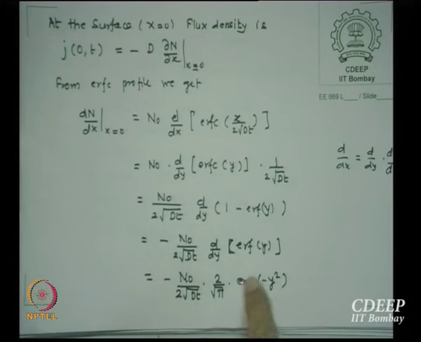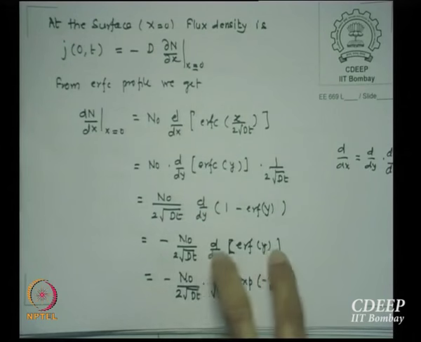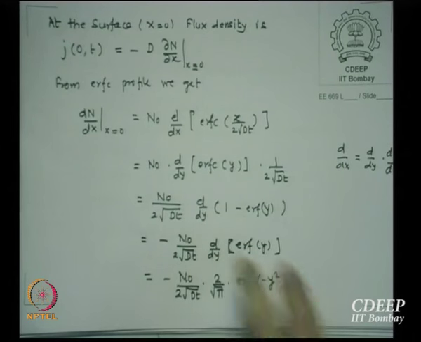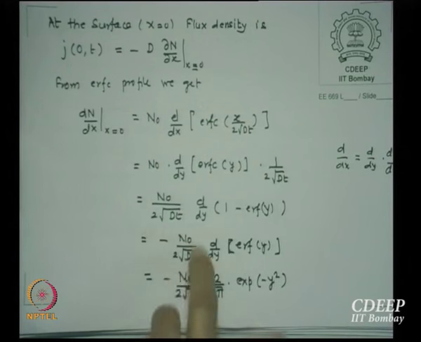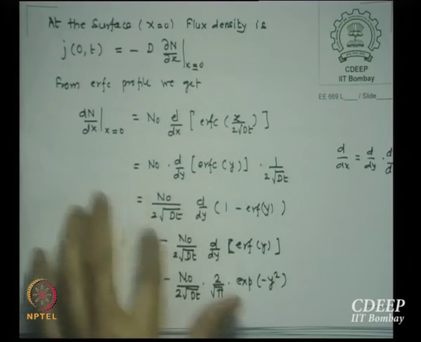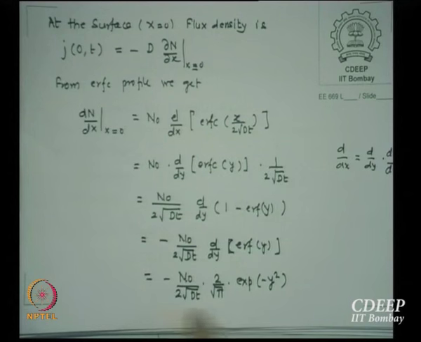Error function y, if I differentiate, yesterday I gave you a table for all of them. So, the differential of error function y is 2 upon root pi exponential minus y square. Now, this term is dy of this error function y. This N0 by 2 root Dt was the pre-factor of that. So, this is now dn by dx at x is equal to 0.